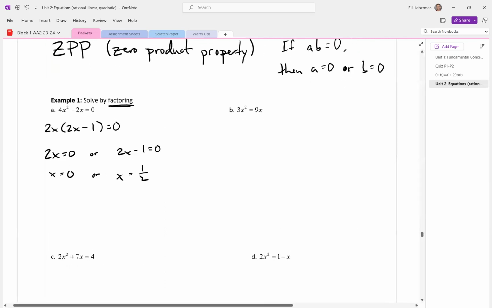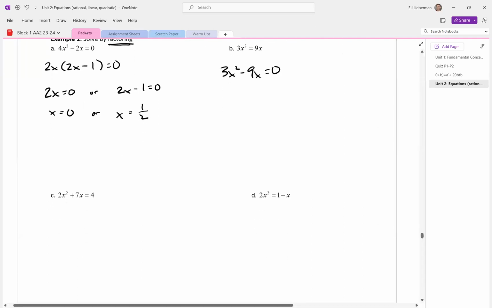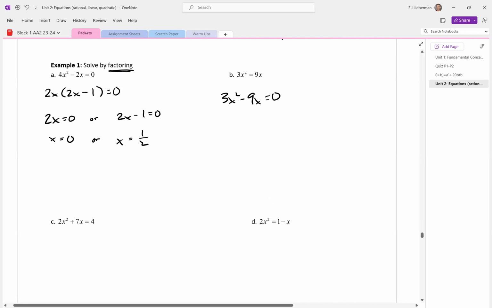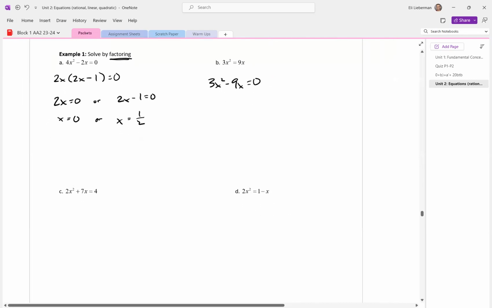So B, you might be tempted to divide by 3x, but notice it's quadratic. Please don't ever divide by a variable. Instead, let's set it equal to 0 so we could use ZPP. Are you down with ZPP? Okay, I hope so. So 3x squared minus 9x equals 0. I'll let you finish that. I'll let you finish C and D too.